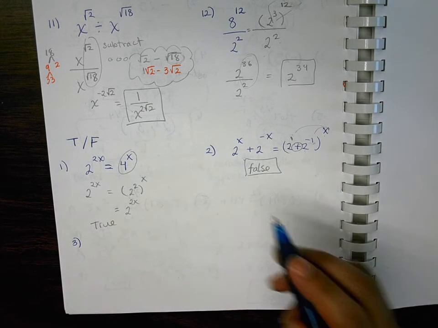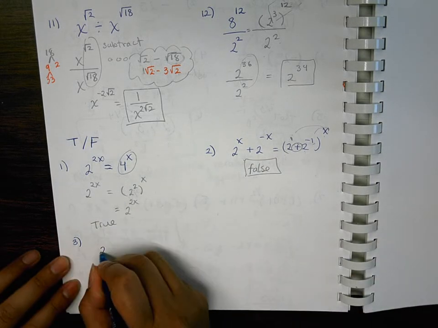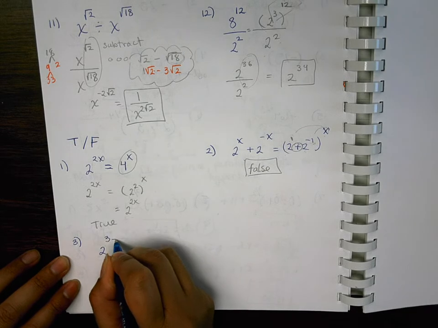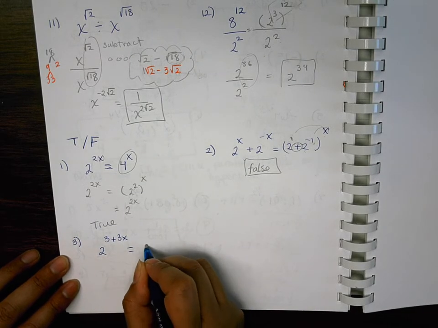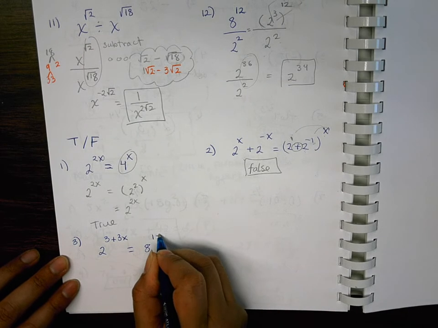All right, 2 raised to the 3 plus 3x equals 8 raised to the 1 plus x.